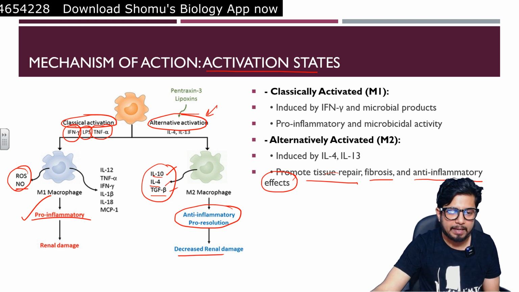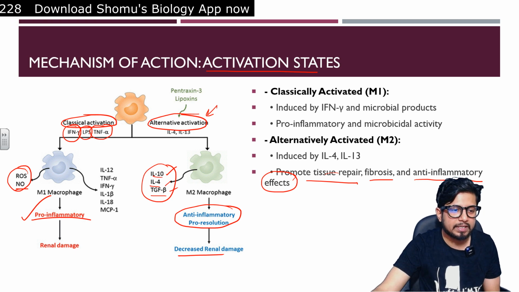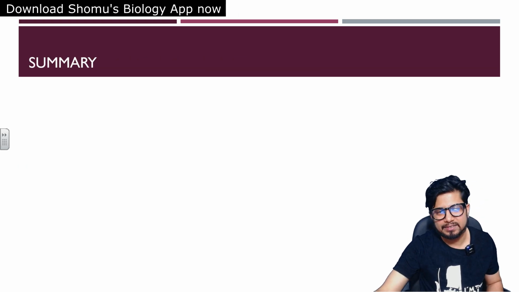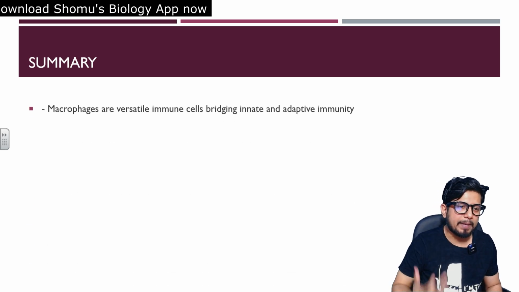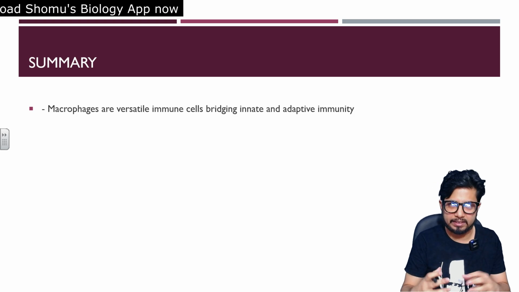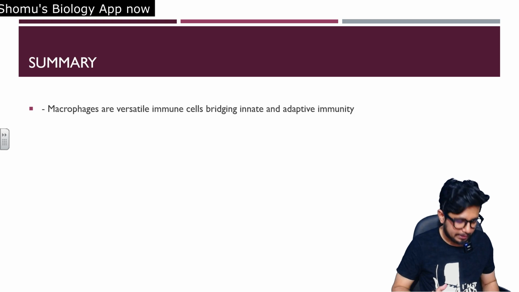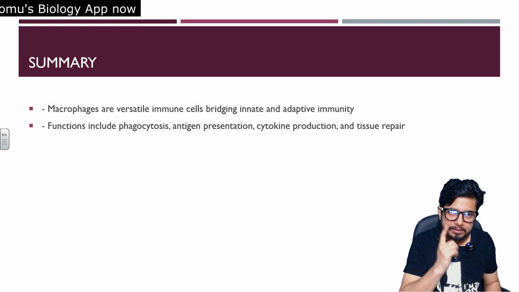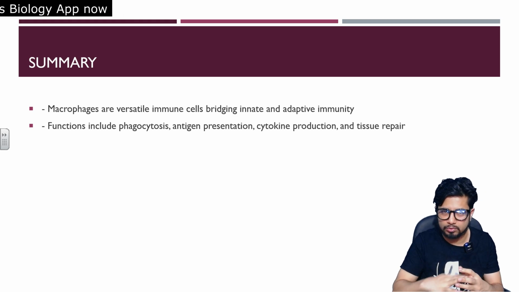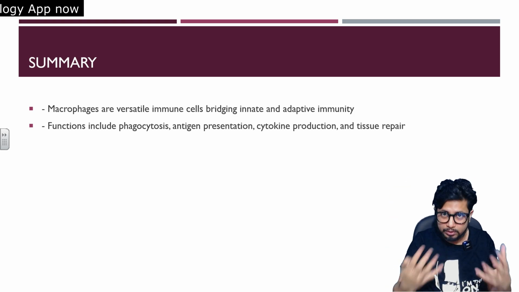See, the decreased renal damage is due to this anti-inflammatory response, but if there is pro-inflammatory response, renal damage will be more. Next, finally, the summary. The macrophages are versatile immune cells, we know that, and they are bigger cells and they have complicated structures, multiple CDs on the surface, and they crosstalk to the adaptive immunity. Their functions include phagocytosis, that's their primary role, engulf bacteria and throw the debris out, and also showcase some part of the bacteria as antigen presentation, and cytokine production.